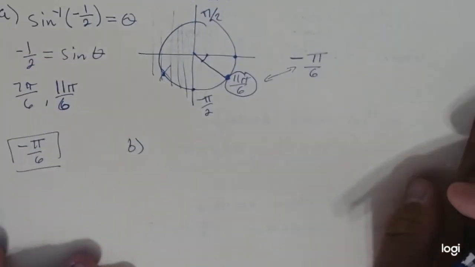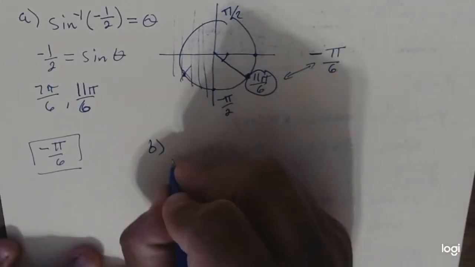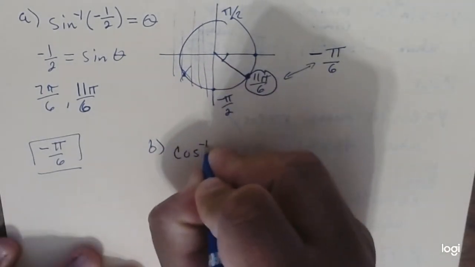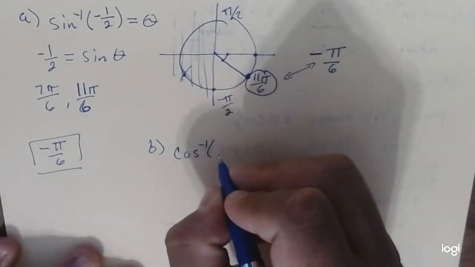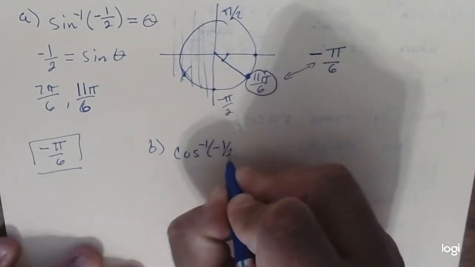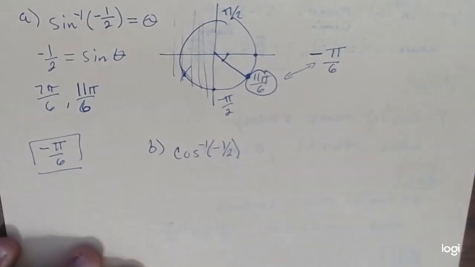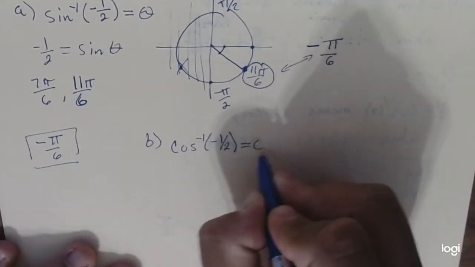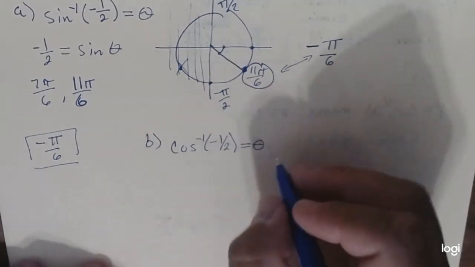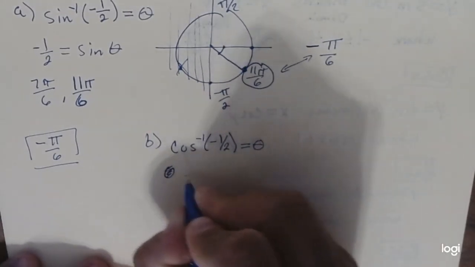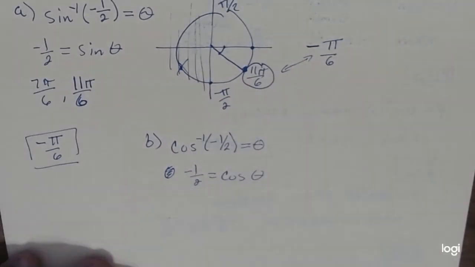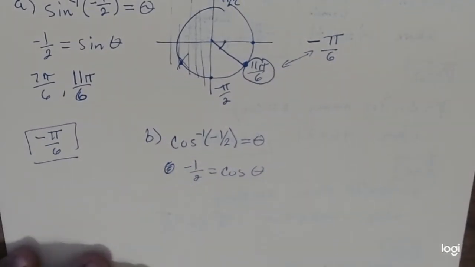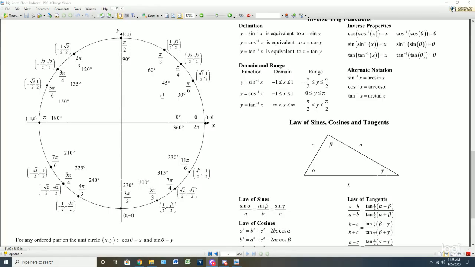Let's suppose we want to do cosine inverse of, let's say, negative 1/2 as well. So we'll do the same thing. Make this equal to theta. If we convert this, negative 1/2 is equal to cosine theta. Now all we do is the same exact thing. Go to our unit circle, and figure out when cosine is equal to negative 1/2.